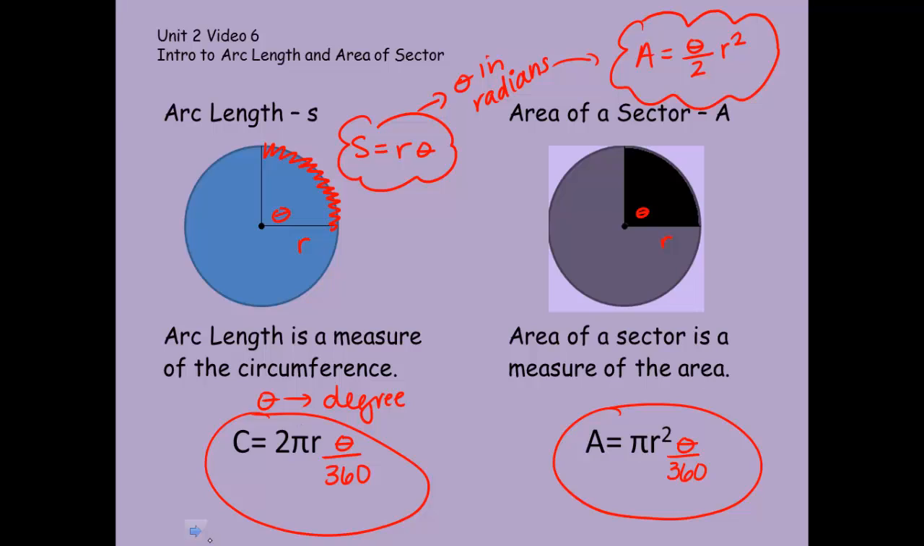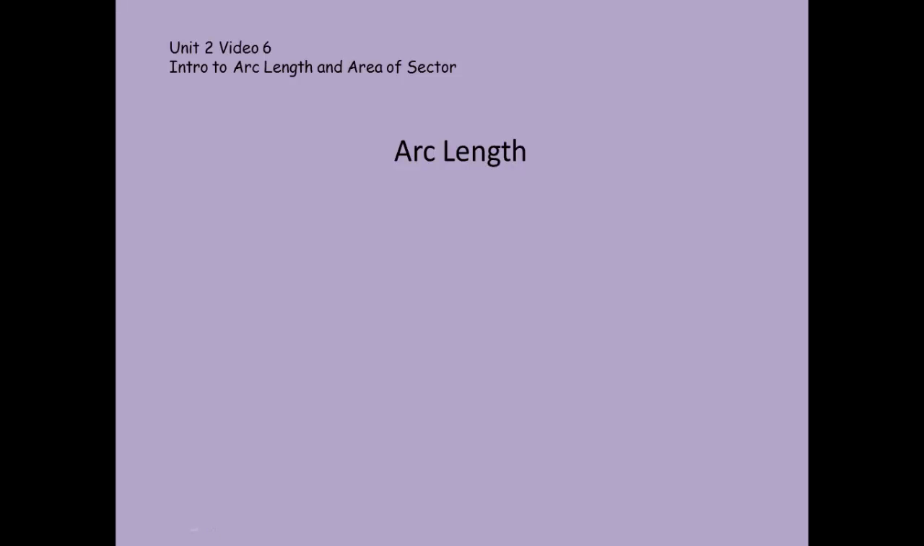Let's try some examples. I'm going to give you an example of finding arc length in both radians and in degrees. Let's start with degrees. The radius of the circle we're working with is going to be 4 inches. And our angle measure, our central angle, is 120 degrees. We're going to use the formula for circumference, which is 2 pi r, and we're going to multiply that by theta over 360 to give us the portion of the circle we're looking for.